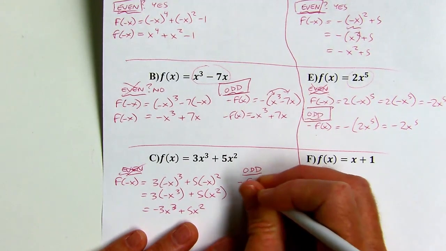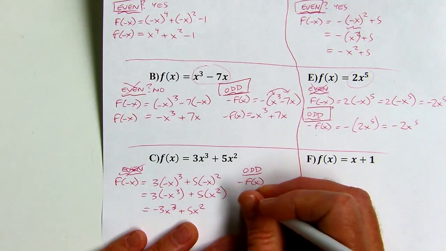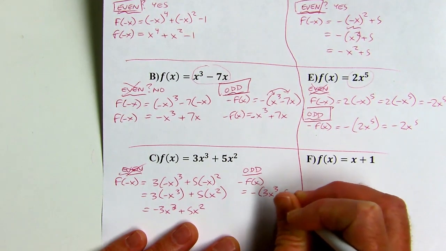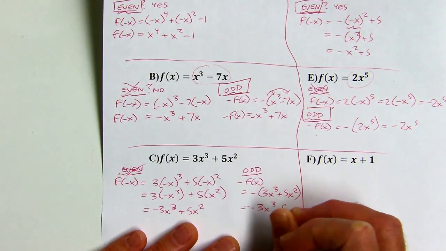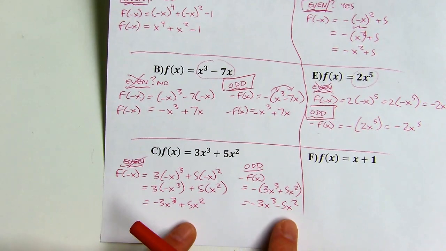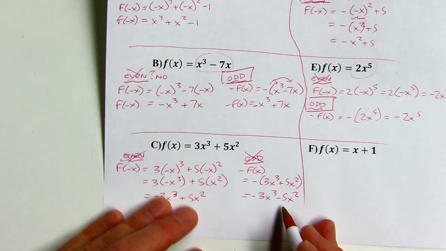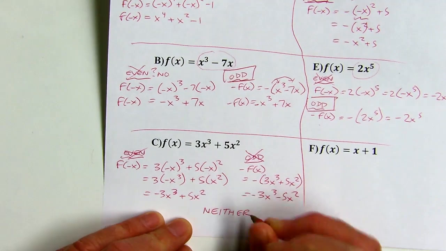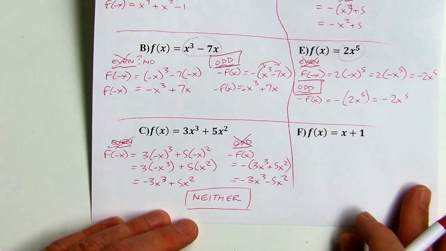So I want to see what negative f of x equals. Oh, I'm running out of space here. This equals, let's see, the opposite of the whole thing. Wait a second, those aren't quite the same, right? The 5x squared terms have different signs, so this one's going to be a neither. So that can happen sometimes.